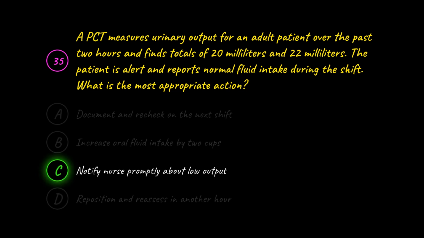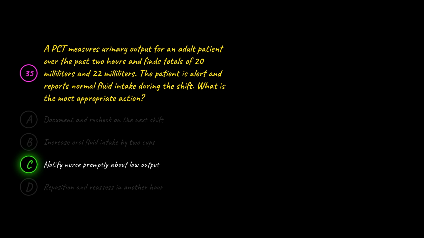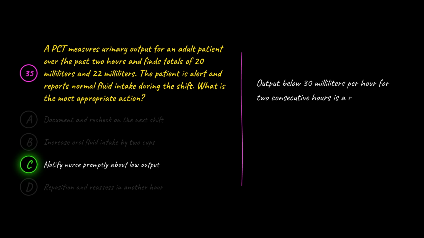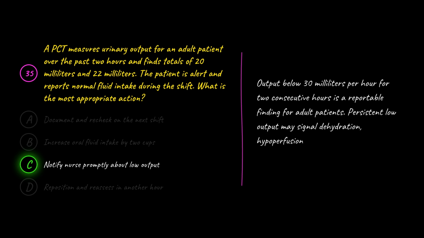The correct answer is C. Notify nurse promptly about low output. C is correct because output below 30 milliliters per hour for 2 consecutive hours is a reportable finding for adult patients. Persistent low output may signal dehydration, hypoperfusion, or evolving kidney injury and needs nurse evaluation now.